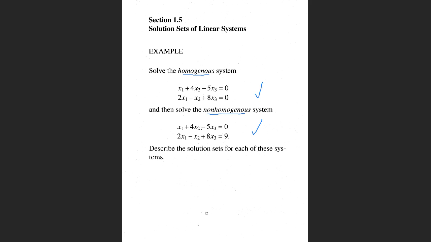The first system of equations has the zeros, and the second system does not. You have a 9 there on the second equation. And so the second system of equations is called a non-homogeneous system.